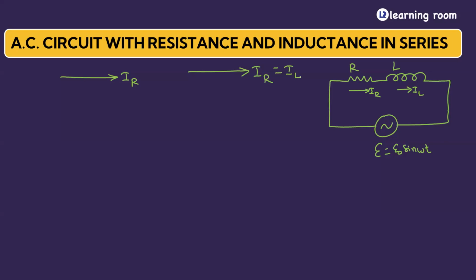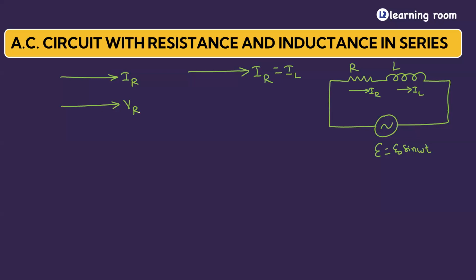Now tell me one thing. When IR is in this direction, what is the relation between the EMF across the resistor and the current across the resistor? When you draw the phasor diagram, how did you draw the EMF and current for an AC source connected across the resistor? They both were in the same phase. Meaning, if the current across the resistor is in this direction, the voltage across the resistor would also have been in the same direction. Make sense?